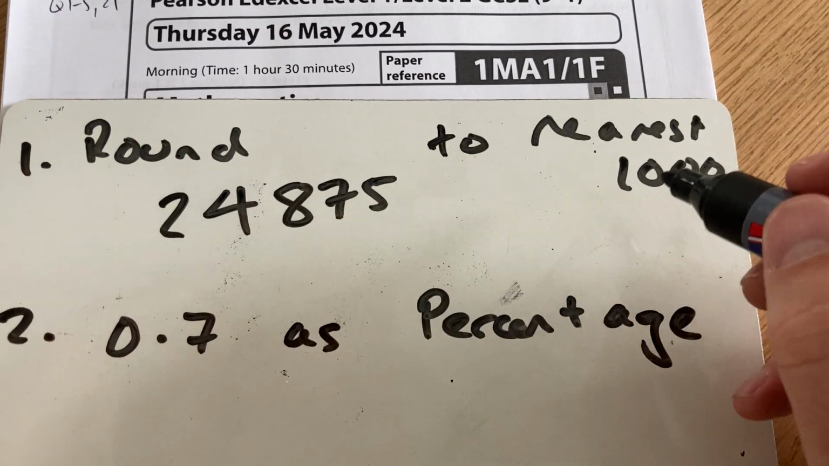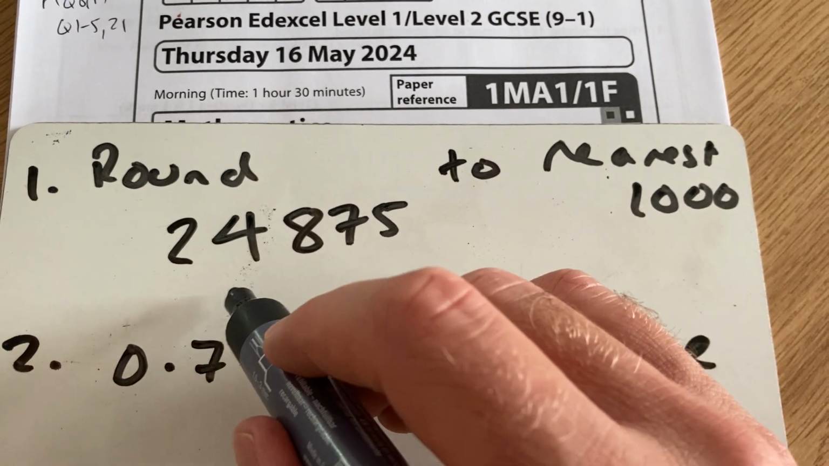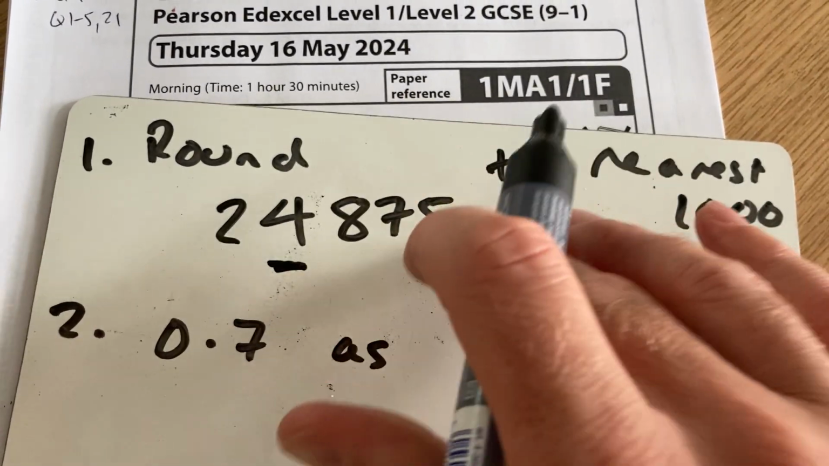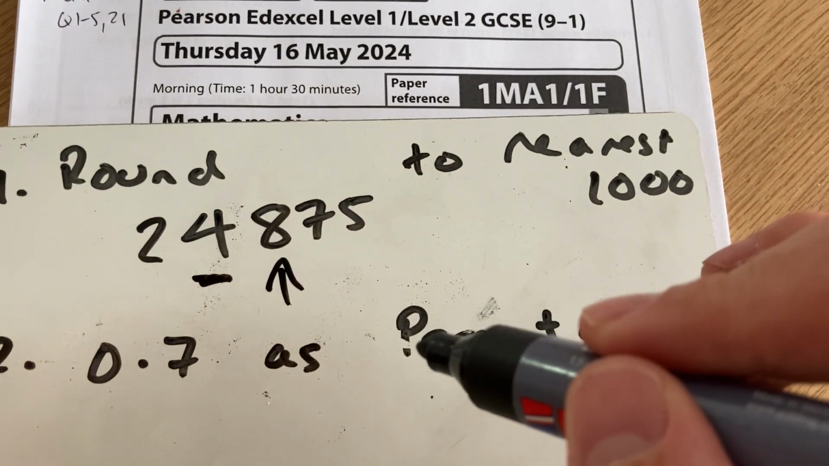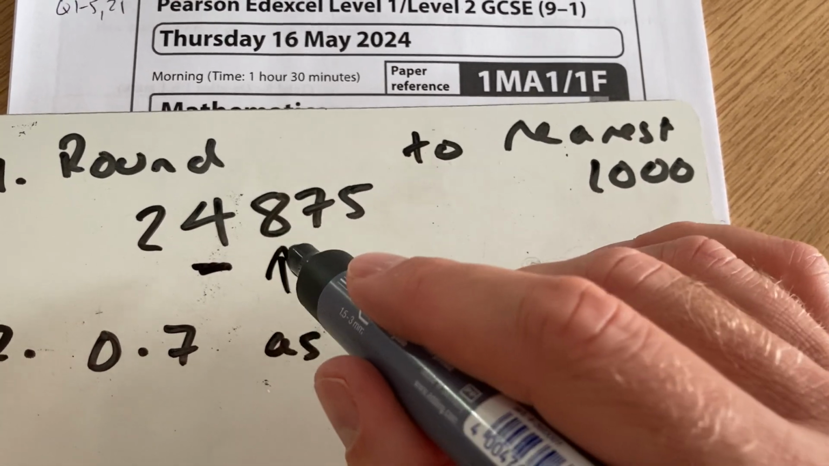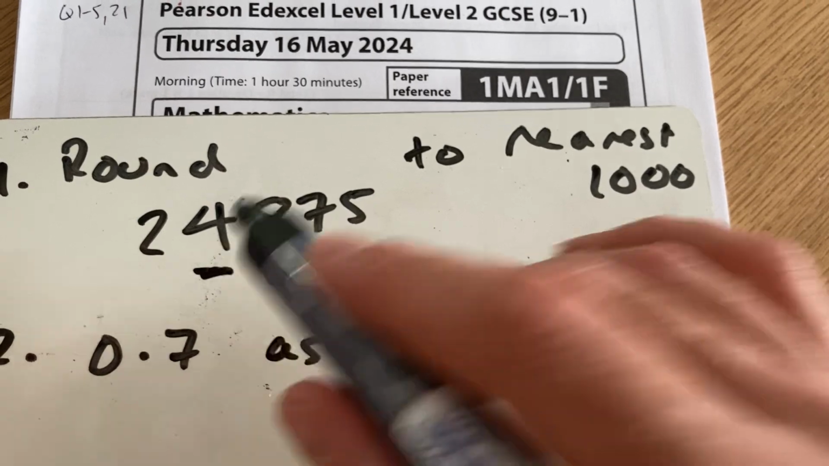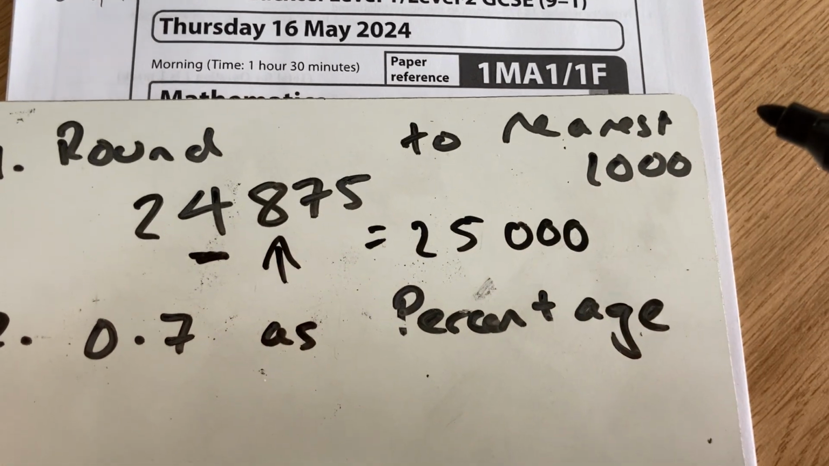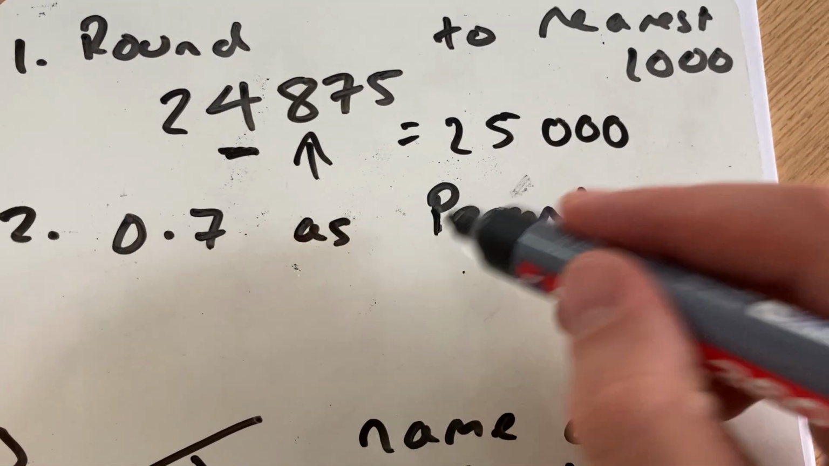Okay, so the first few questions were similar to these, rounding 24,875 to the nearest 1,000. So look here at my place value, there's 10,000, 1,000, hundreds, tens, units. So I want to round it to the nearest 1,000. So I look at the 100 and I see, is that bigger or smaller than 500? It is bigger than 500, so it's closer to the next 1,000 up. So we increase the 4 to a 5, so it'll be 25,000.